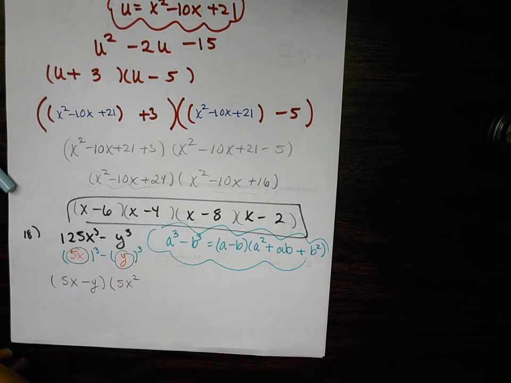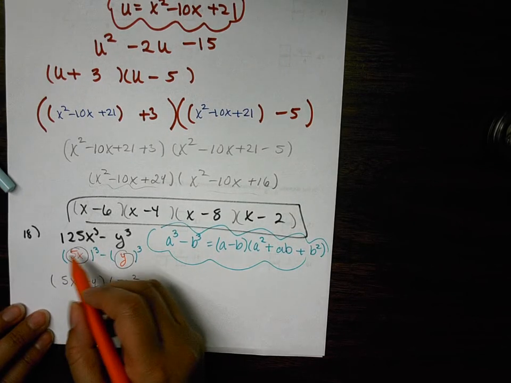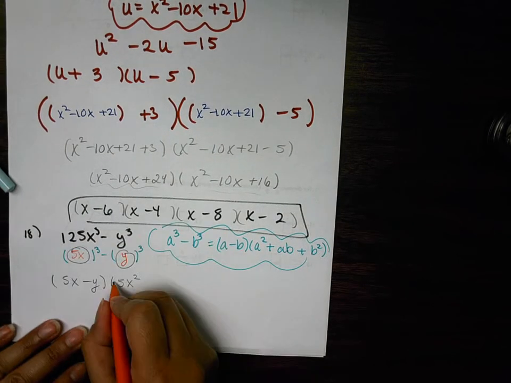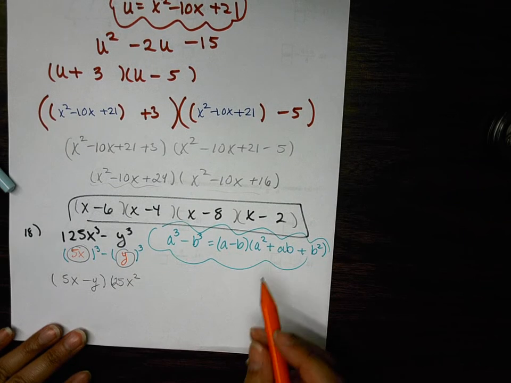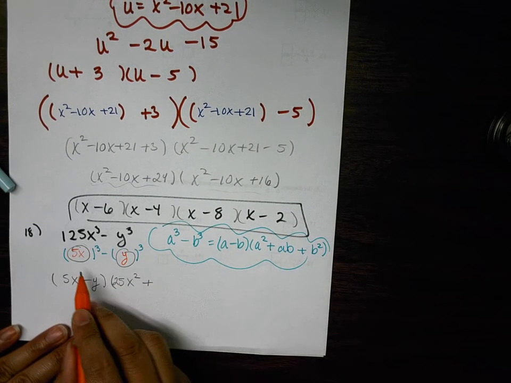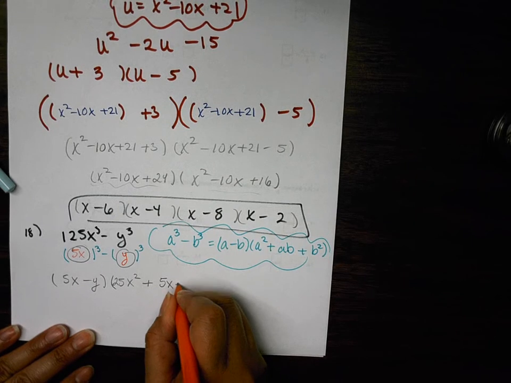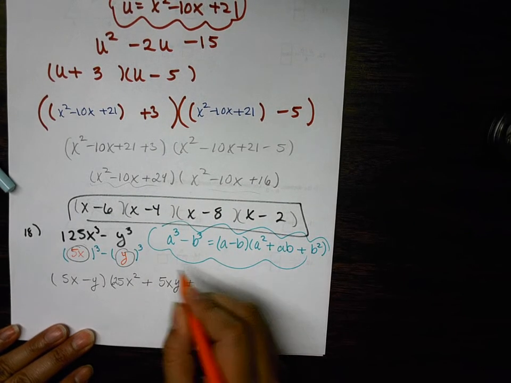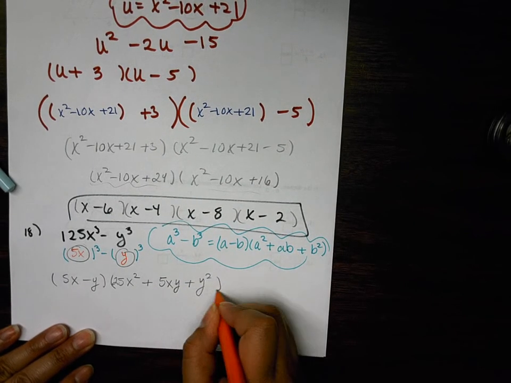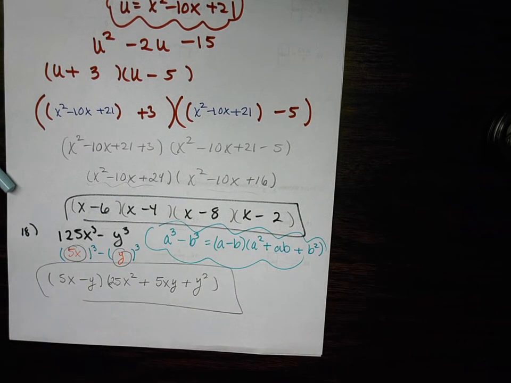When I square A, is it okay to write it like this, 5x squared? No, when I'm squaring all of it, including the 5. So what should I write here? 25x squared plus the product of 5x and y, and that is what? 5xy, always positive, y squared.